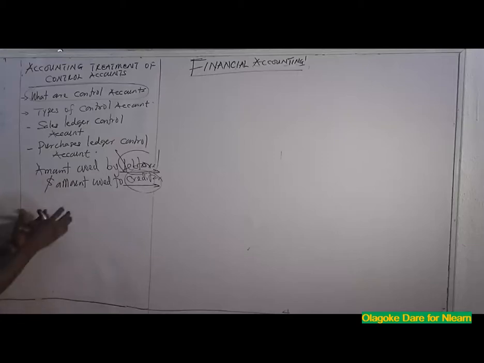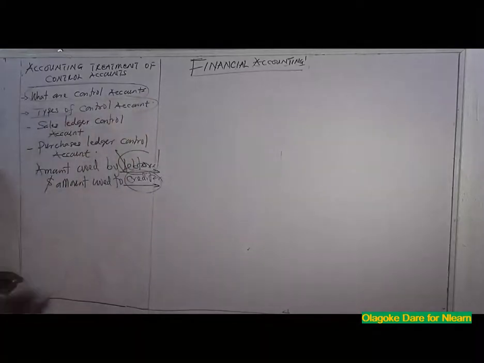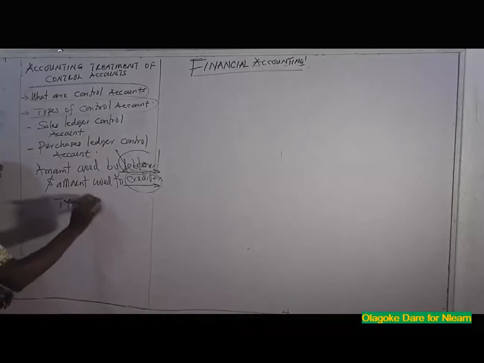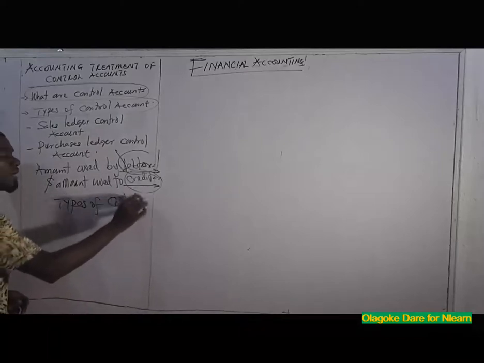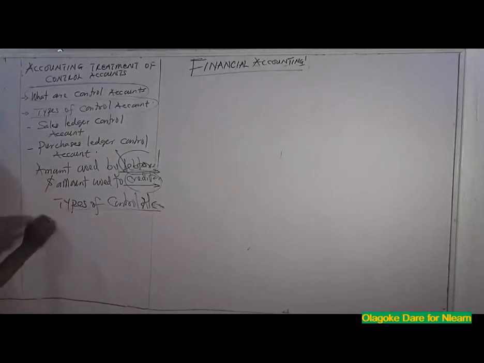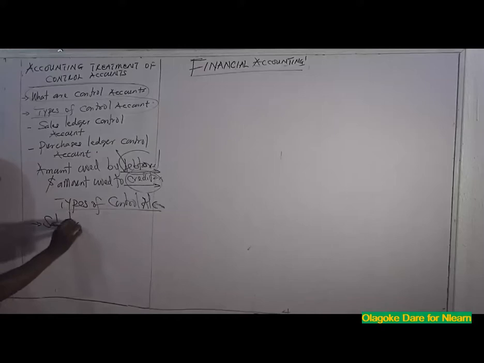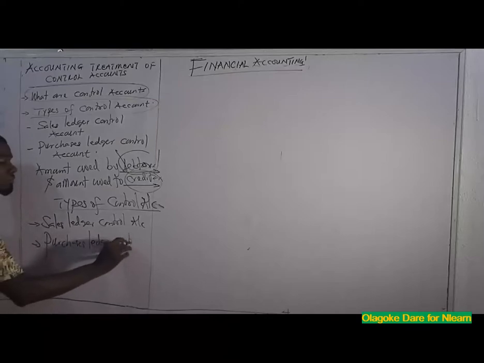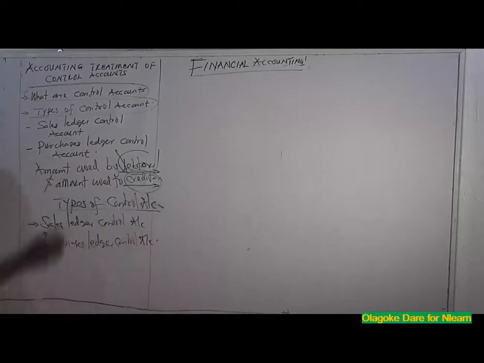Alright, so right now let's look at the types of control accounts. Under the types of control accounts, we have two. We have the sales ledger control account, and the other one is the what? Purchases ledger control account. Let's look at them one after the other.